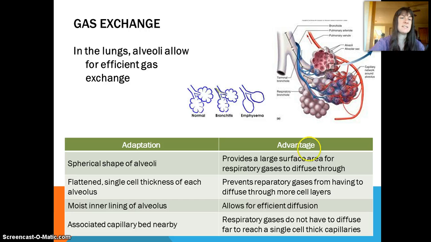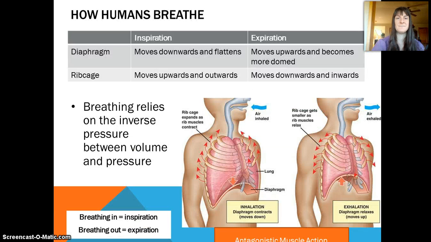Here's a couple of just spelled out examples of how there's a connection between the adaptations we see and the advantages to our body, so the structures and the functions. You may want to pause it here just to see some of these adaptations and their advantages.